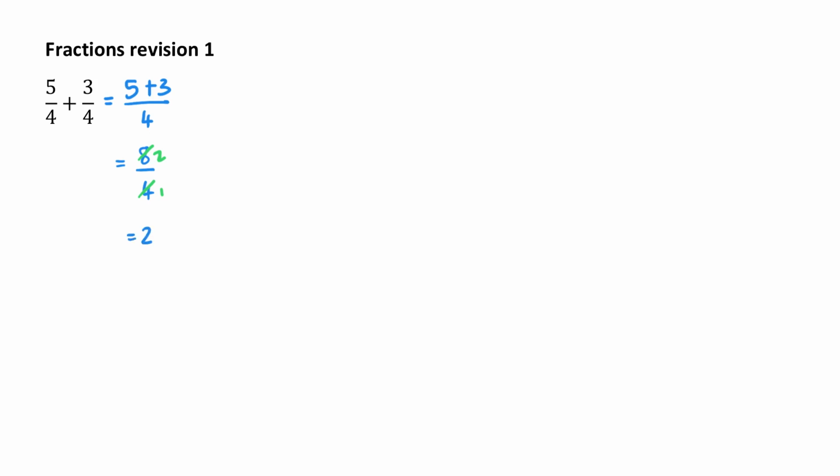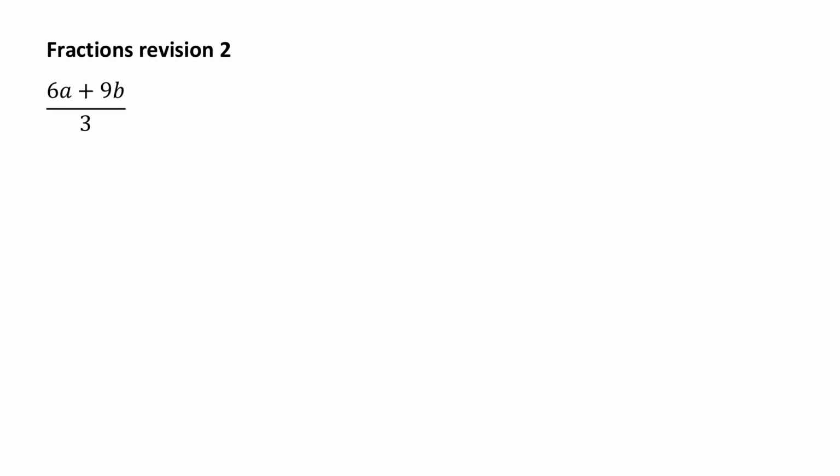Now, if we go back to my second step, you'll see that both 5 and 3 are being divided by 4. So this 4 at the bottom applies to both the 5 and the 3. This brings me to my next example. Now, like in the previous example, the value in the denominator applies to both parts of the numerator, and these two parts are being added together.